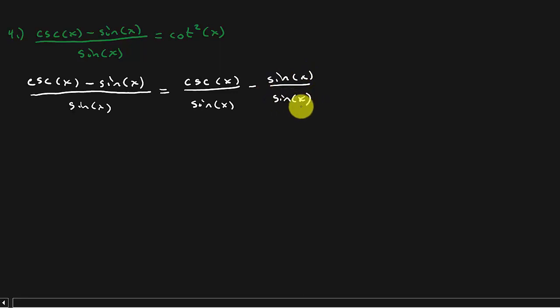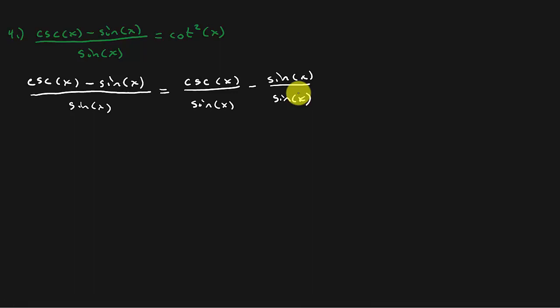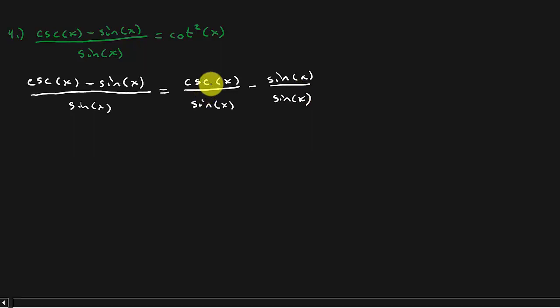All right, split the fraction up. Now somehow I've got to get cotangent squared. Well, this term here, sine x over sine x, that's 1, so that's good. But let's go ahead and rewrite everything in terms of sine, because isn't cosecant 1 over sine, right? But actually, before we do that, let's split this up.